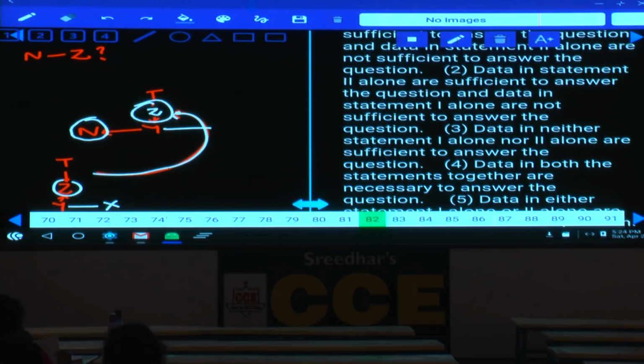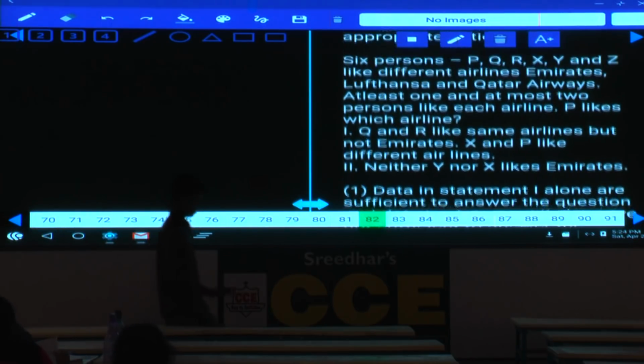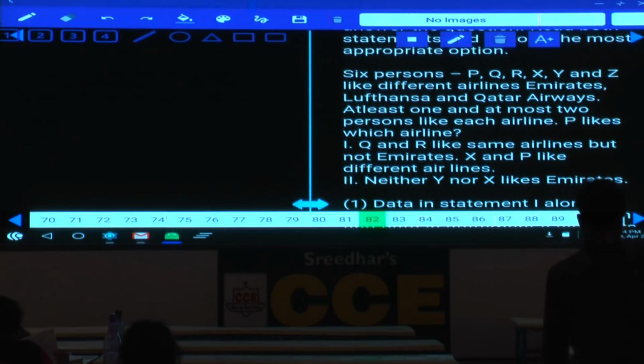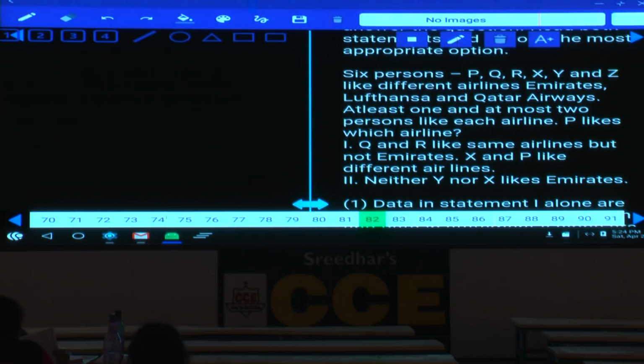Now in this 82, 6 persons P, Q, R, X, Y, Z like different airlines: Emirates, Lufthansa, Qatar Airways, at least 1 and at most 2. Minimum 1, maximum 2. Then what are the different possibilities we can have? How many persons are there? 6 persons. At least 1 person likes each airline and not more than 2 like each airline. Hence, what can you infer from this? Now 2, 2 and 2 must be the split.